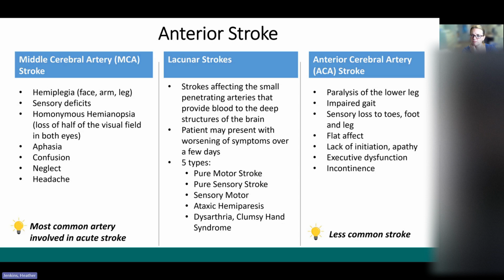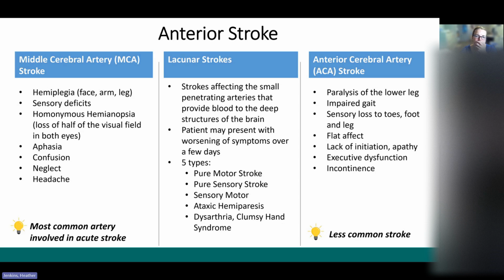The middle section here, your lacunar strokes, these are the deeper strokes. So they're not happening right at that cortex. They're affecting the small penetrating arteries that provide blood to the deep structures of the brain. These are the individuals that you may see worsen over a few days. The majority of your strokes that are happening in either your MCA or your ACA or even cerebellum, typically when they have their symptom onset, it's sudden and it's as bad as it's going to get right away. That's sort of a hallmark of stroke.